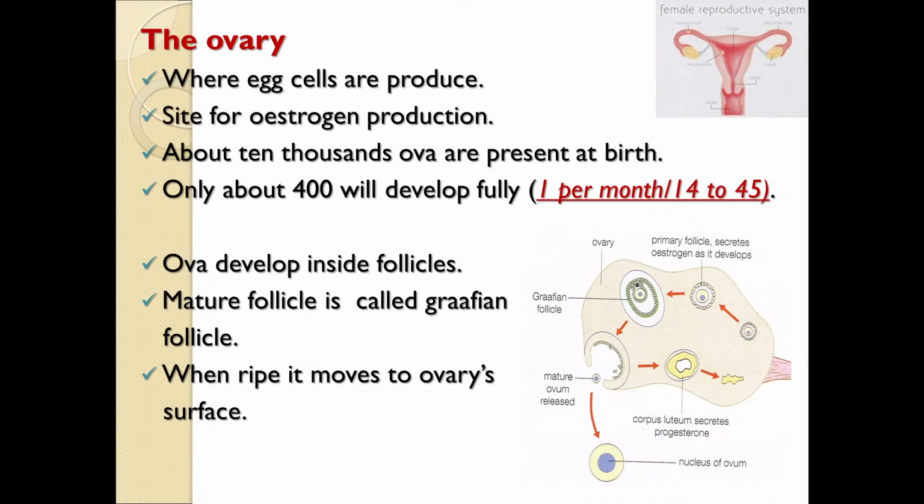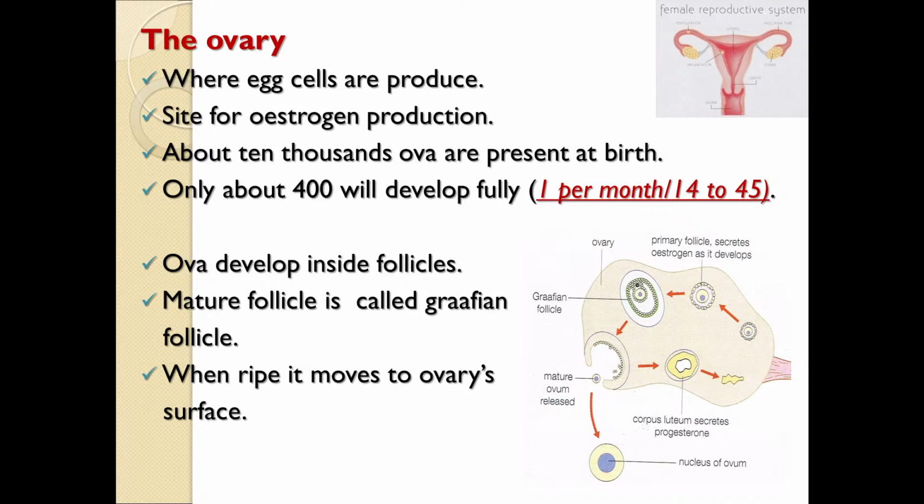As for the ovary, this is where eggs are produced. It is the site for a hormone that is called oestrogen production. Oestrogen is a hormone that normally prepares the walls of the uterus for fertilization, or if you want to say, for pregnancy. So oestrogen is normally a hormone that prepares it.